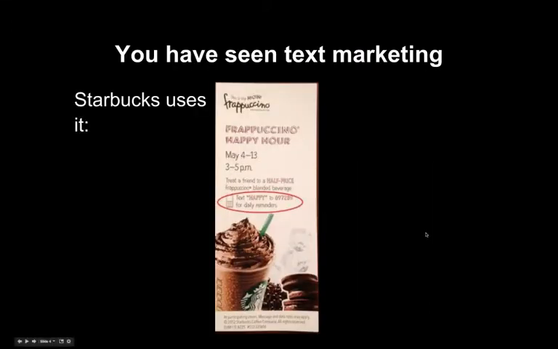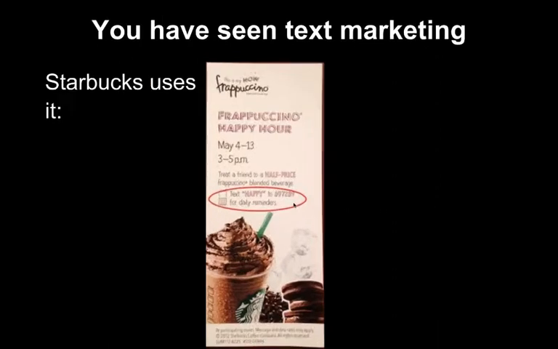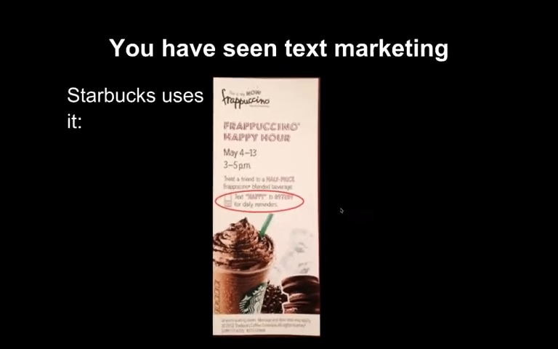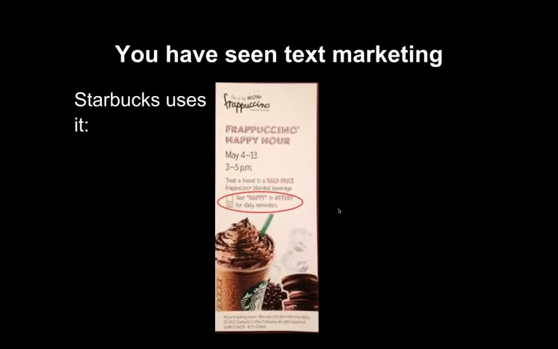You've seen text marketing. Starbucks uses it. If you look right here in this circle, it says text happy to 697-289. Now, how this works is Starbucks is building a database of its customers. So when you take out your cell phone and you text that word happy to that short code, they capture your cell number. And after they accumulate hundreds of them or 1,000 of them, what they will do is then send out a text blast. In this particular case, they're going to send out reminders to let you know about happy hour and to come and grab a Frappuccino at half price.